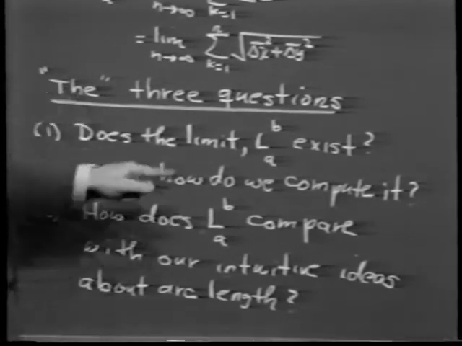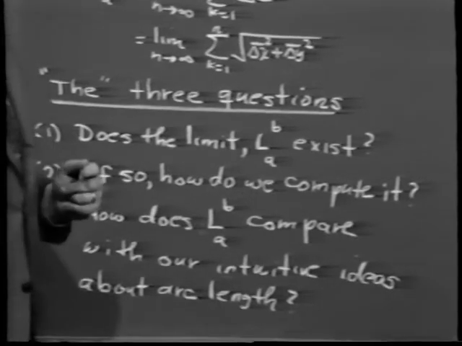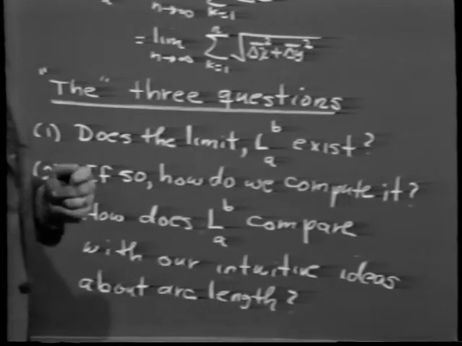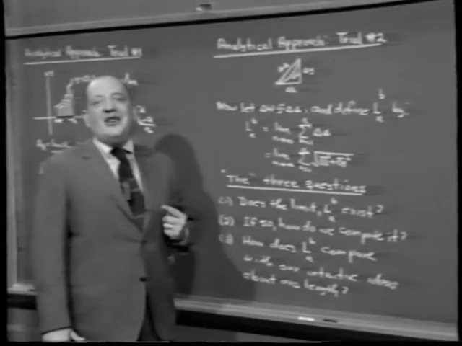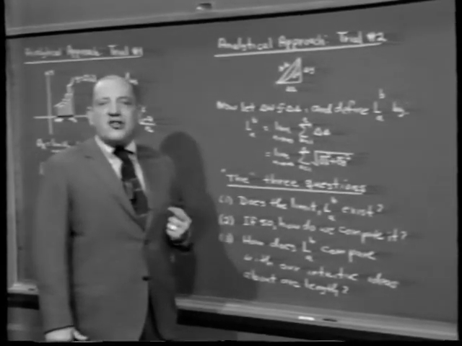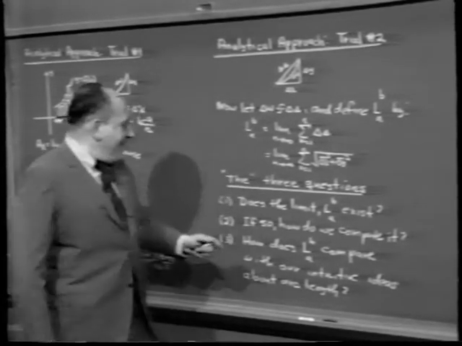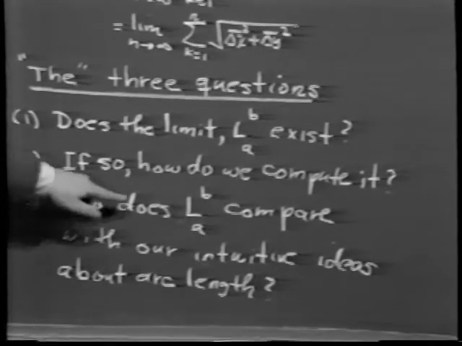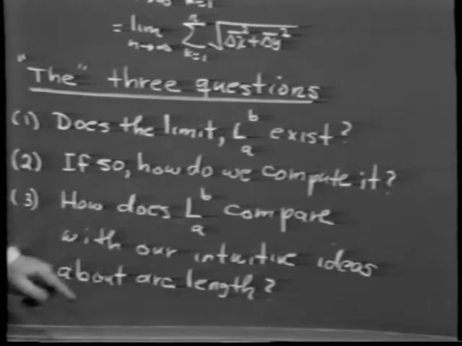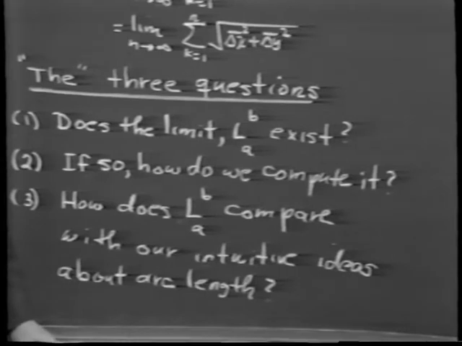Question number 2. Okay, the limit exists, so how do we compute it? And that, in general, is not a very easy thing to answer. What's even worse, though, is that after you've answered this, you have to come to grips with a question that we were able to dodge when we studied both area and volume. Namely, the question is, once this limit does exist and you compute it, how do you know that it agrees with our intuitive definition of arc length?